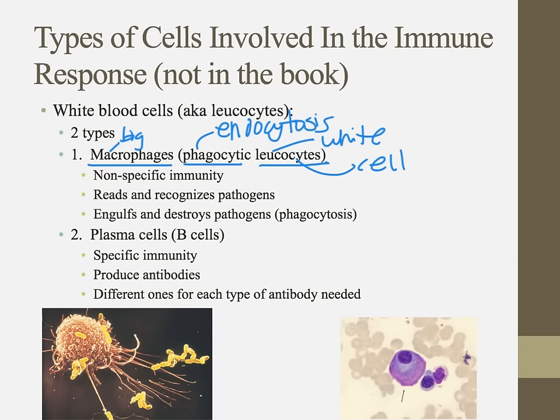The other type of cell is something called a plasma cell, and you may also hear it referred to as a B cell. They are both types of white blood cells, okay, but this one doesn't have anything in the name that would suggest that. Plasma cells are involved in specific immunity, and that's because they produce antibodies, and we need a different antibody for each pathogen. Okay, so these guys are non-specific. They don't care what it is. As long as it doesn't belong there, it's eating it. These guys will only work for one particular pathogen.